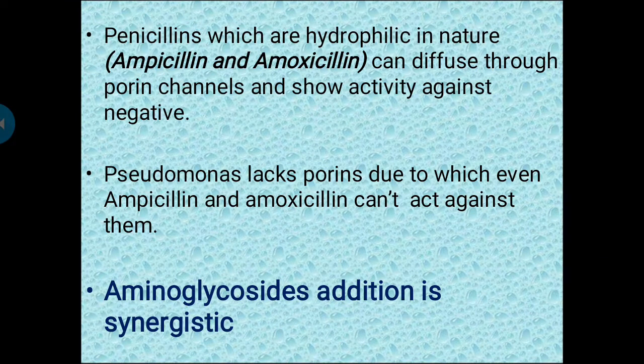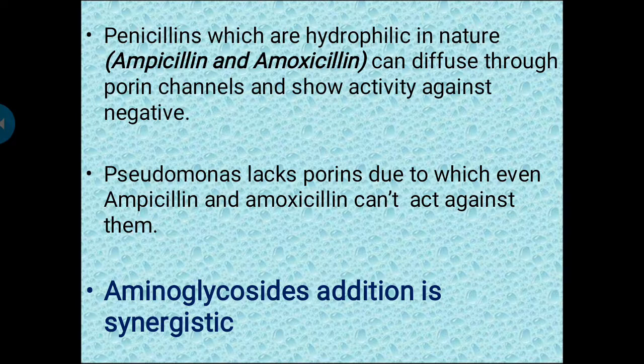Now, what are the actions of the other cell wall synthesis inhibitors? I have mentioned a few steps. One is formation of N-acetyl glucosamine, then formation of N-acetyl muramic acid from N-acetyl glucosamine. So NAG to NAM conversion is done by the MurA enzyme, and this MurA enzyme is inhibited by one drug called fosfomycin. Fosfomycin inhibits the formation of the N-acetyl muramic acid from N-acetyl glucosamine.